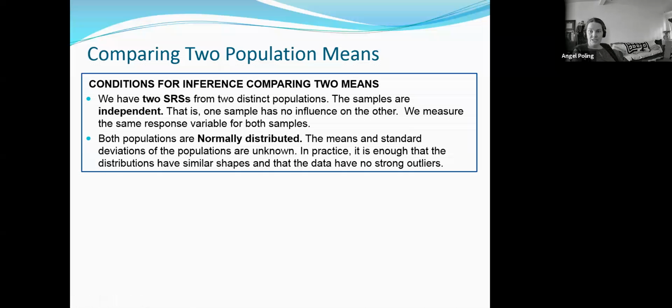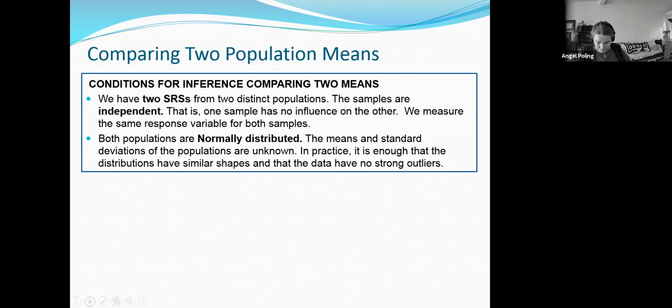And another condition is that both populations are normally distributed. The means and standard deviations of the populations are unknown. In practice, it is enough that the distributions have similar shapes and that the data have no strong outliers. So this is like a realistic situation. We don't know what the means of the populations are, and we don't know what the standard deviations of the populations are, right? All we're going to know is what the mean and standard deviation is for the samples that we select, right? That's it.